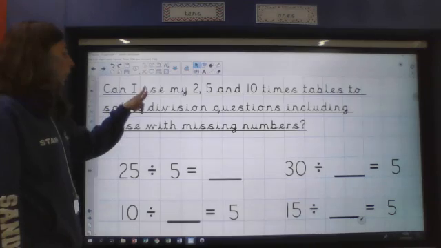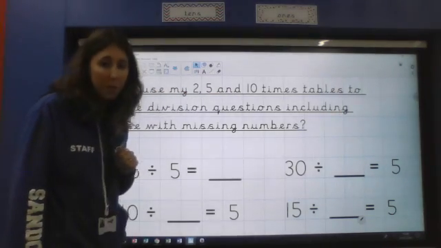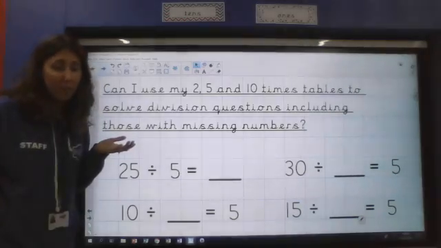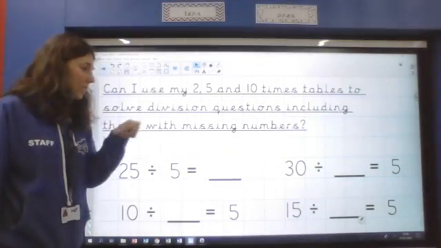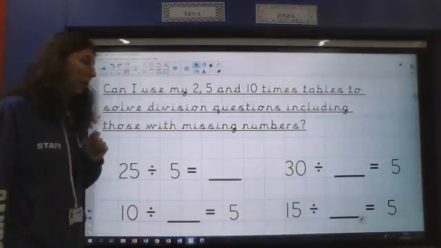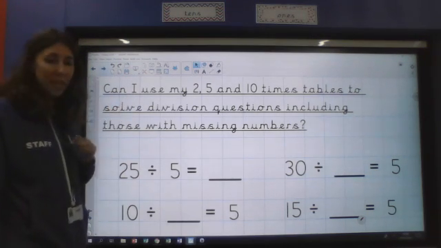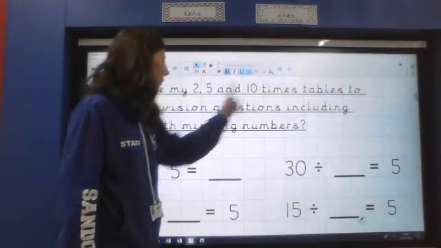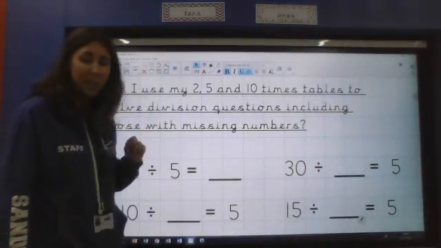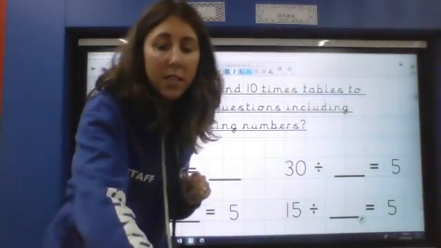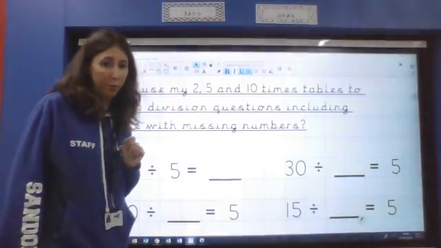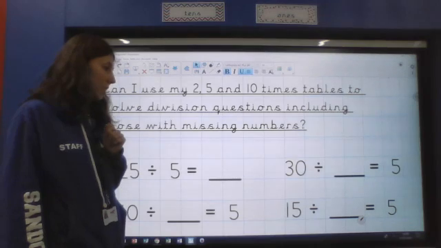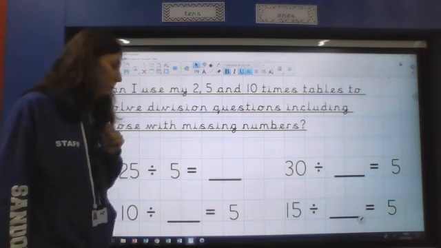So today, can I use my 2, 5 and 10 times tables to solve division questions? That's very similar to yesterday, except yesterday we were using arrays as well. So can I use my 2, 5s and 10 times table to solve division questions, including those with missing numbers? So that's our extra bit of learning from today. We're consolidating being able to count, but some of our questions today have got some missing numbers.